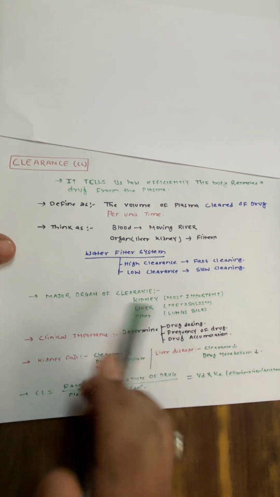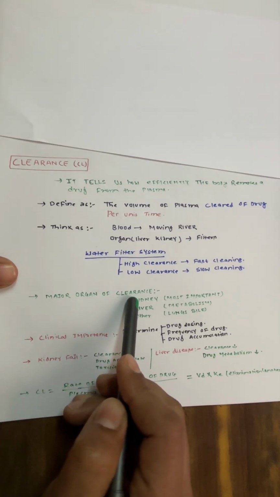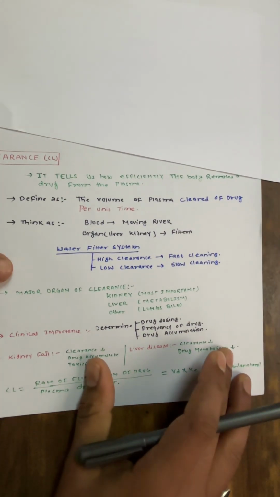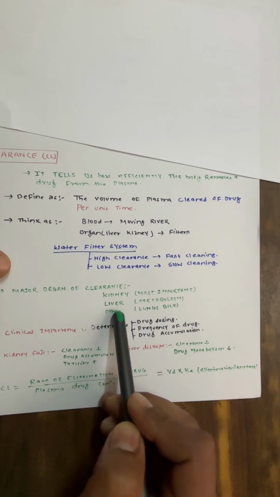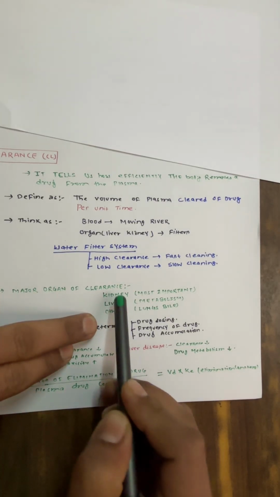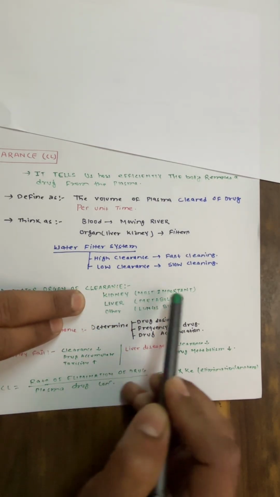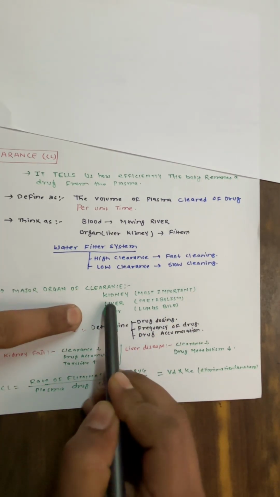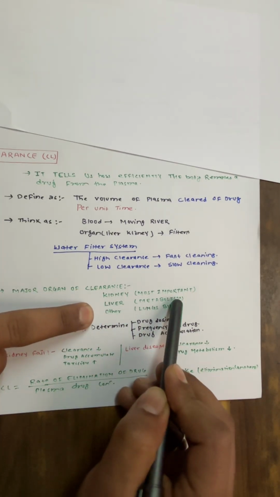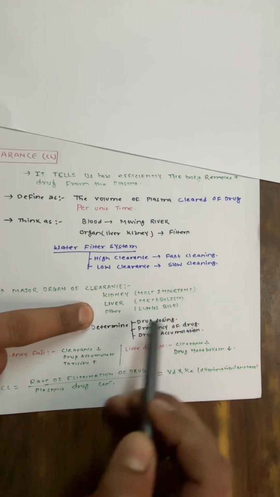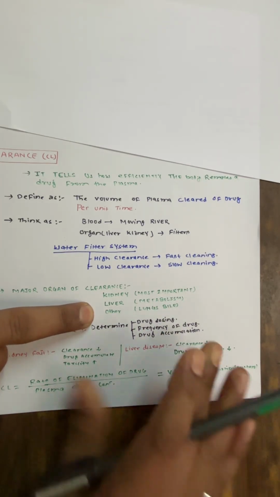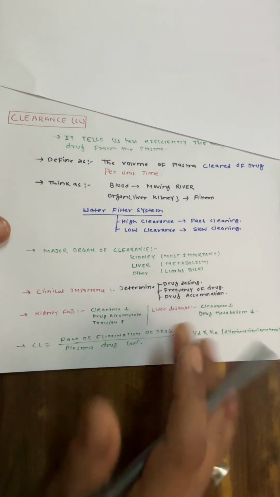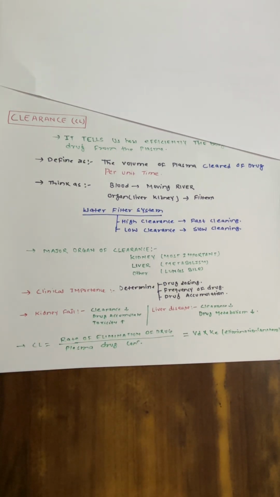Now we'll talk about the major organs that help in clearance. The major organs are kidney, liver and others. The kidney is the most important, as it helps in the clearance of the drug. The liver does metabolism of the drug, and that helps in clearance. Others include lungs and bile.